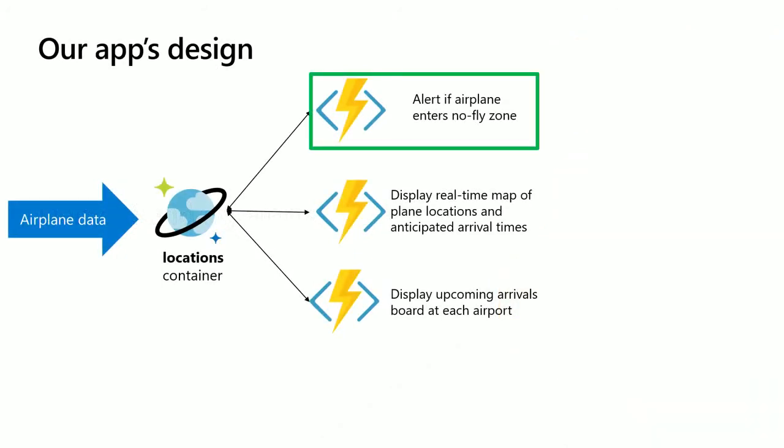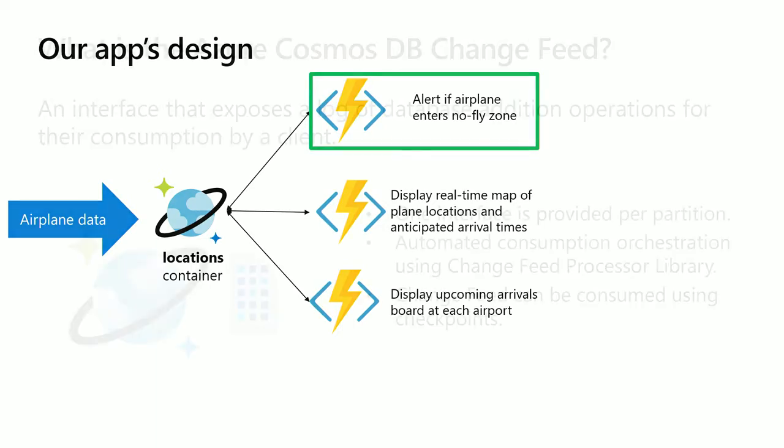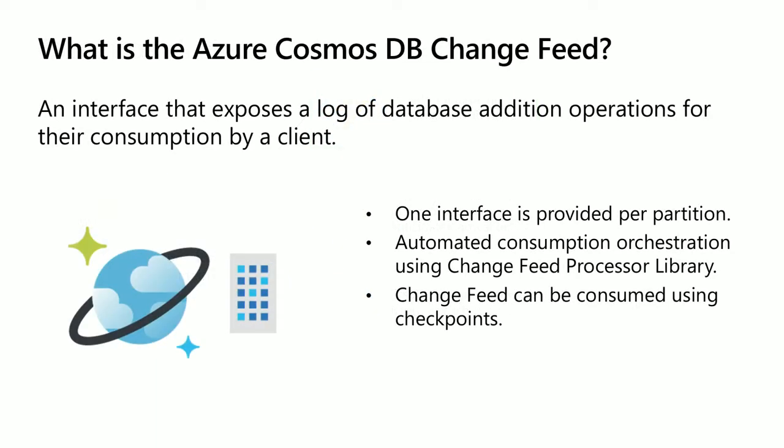So one down, two to go. We've alerted our customers and air traffic control if the airplane entered a no-fly zone. And we did that through a Cosmos DB trigger using Azure Functions.